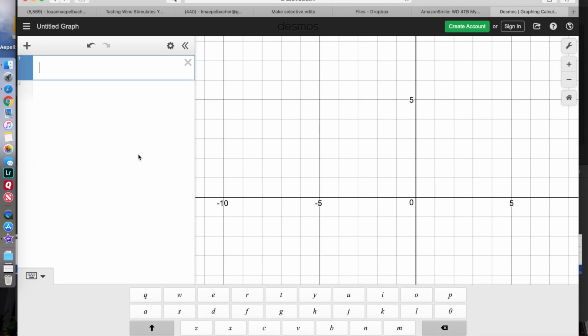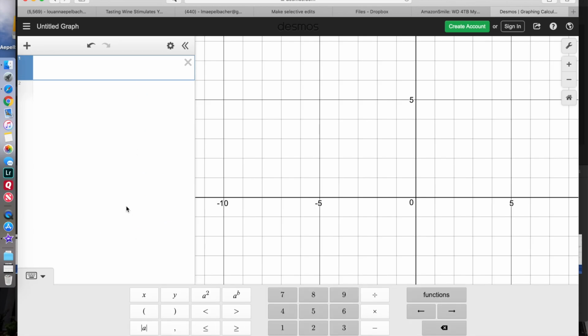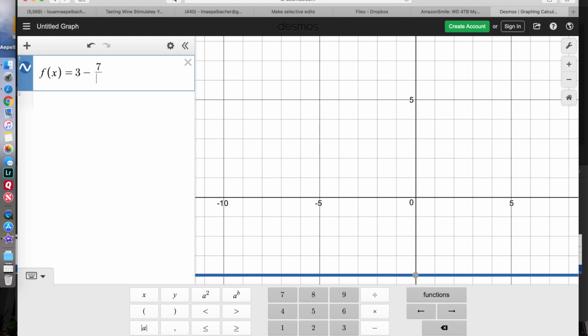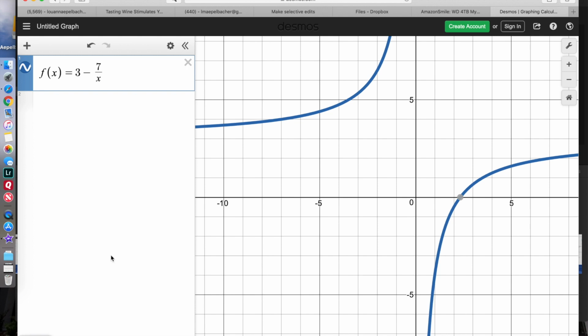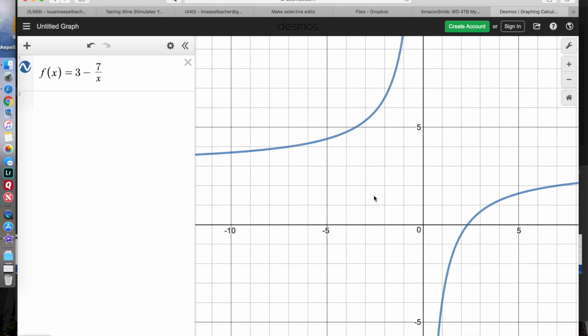For number 12a, I am going to type in f of x equals 3 minus, and if I just do 7 divided by x, it'll automatically separate that fraction for me. And with this one, because you're looking for the zeros, really you can just click on the function and then click on the place where you have the 0. It'll also do maxes and mins and y-intercepts in Desmos.